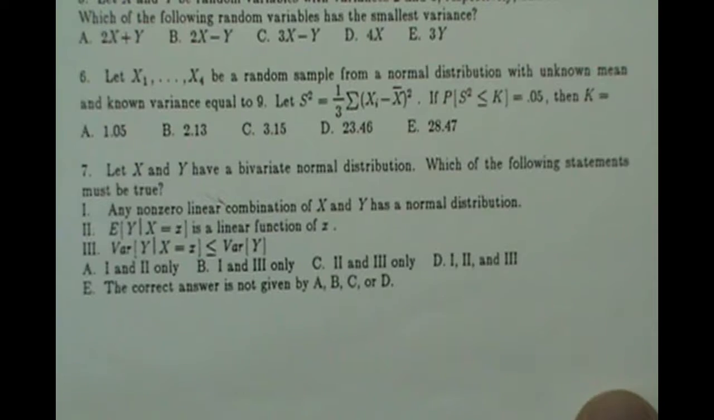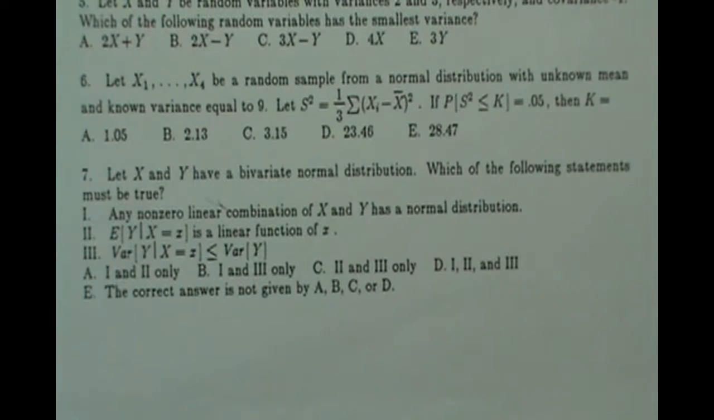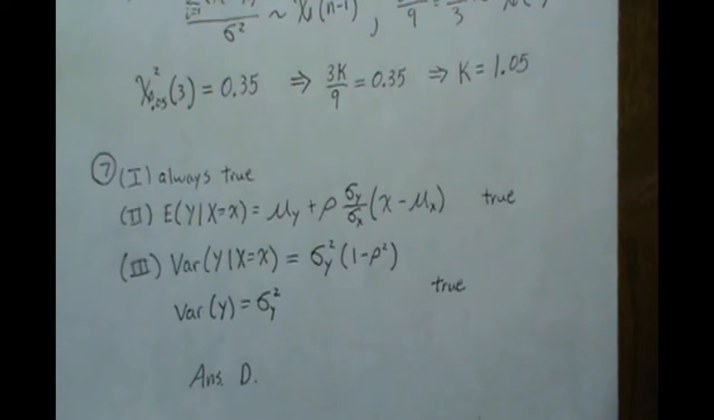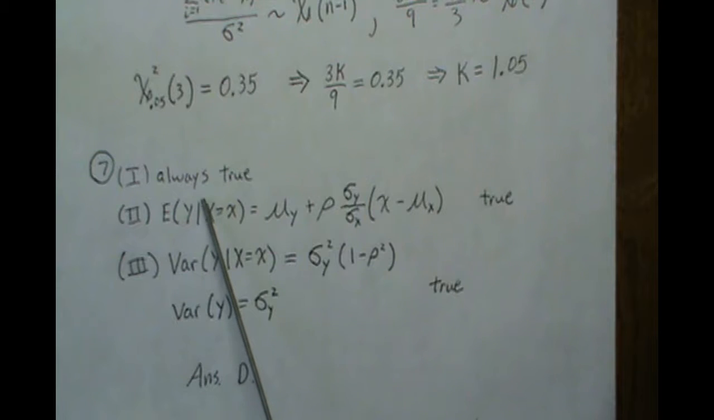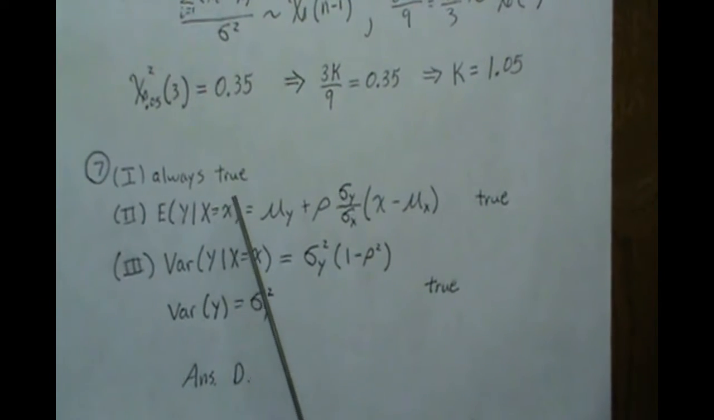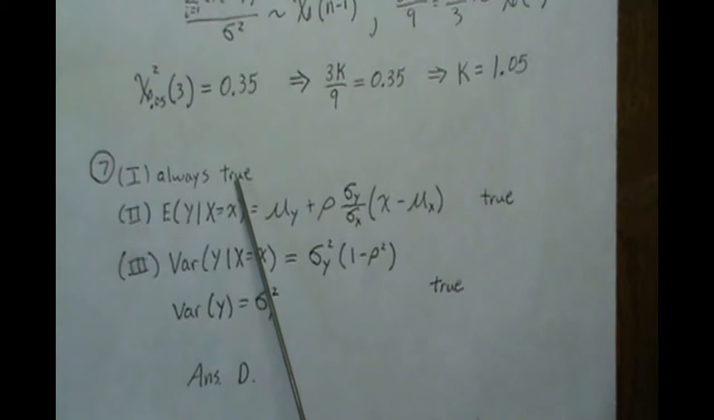Number 7. Let x and y have a bivariate normal distribution. Which of the following statements must be true? Number 7. Here, a non-zero linear combination of x and y, assuming x and y is bivariate, always has a normal distribution. Some people use that as the definition of a bivariate normal distribution. So this is always true.